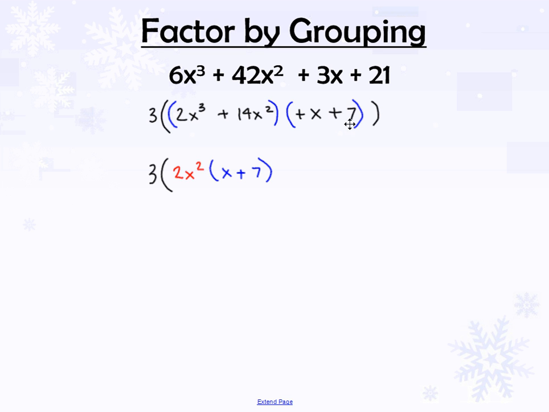Then I'm going to go to my second set, and I'm going to see what I can factor out. Here it doesn't really look like I can factor out anything. It doesn't look like anything goes into both of these. But remember that 1 will always go into everything. So I'm going to factor out a positive 1. Make sure that you write that down. You always have to put something here. Even if it doesn't look like anything factors out, you have to write something here. So when I factor out a 1, nothing changes. I'm still left with x plus 7.